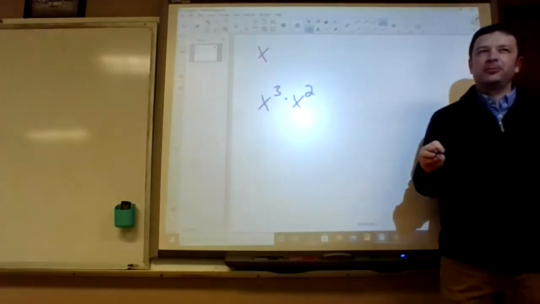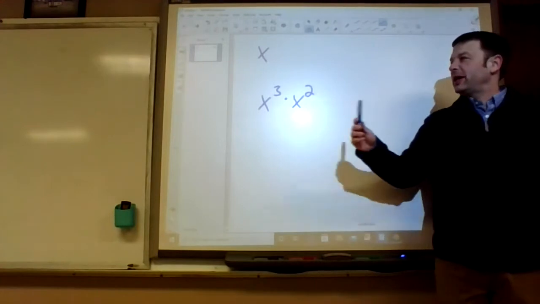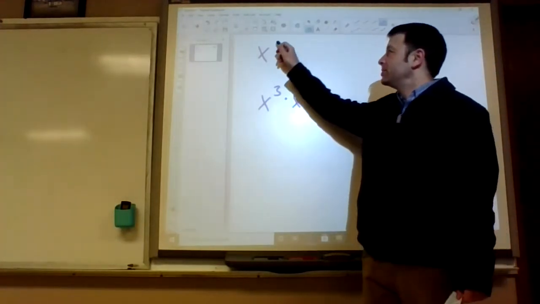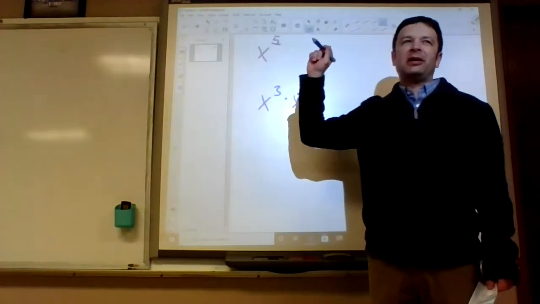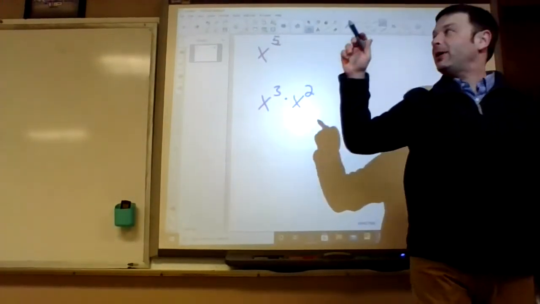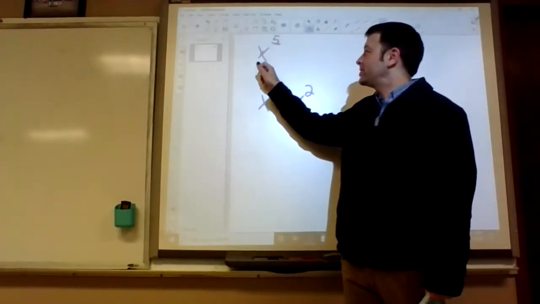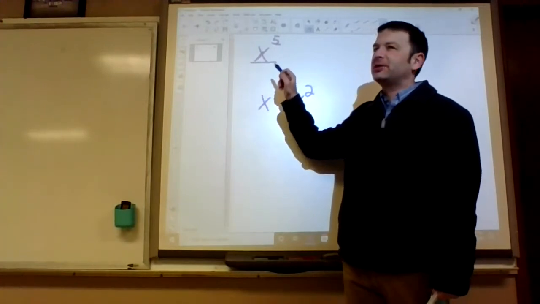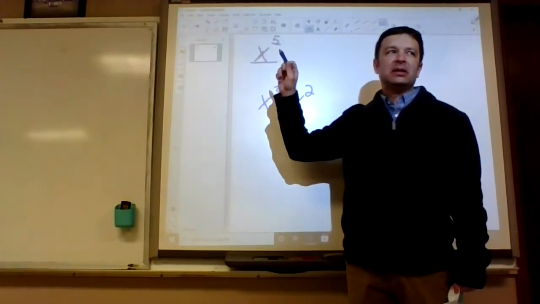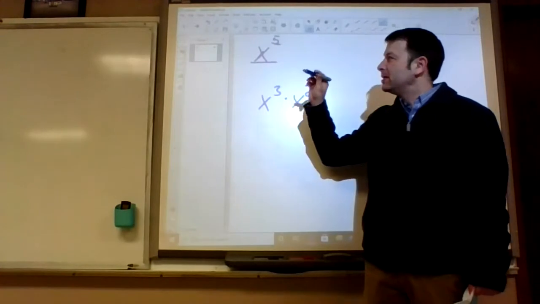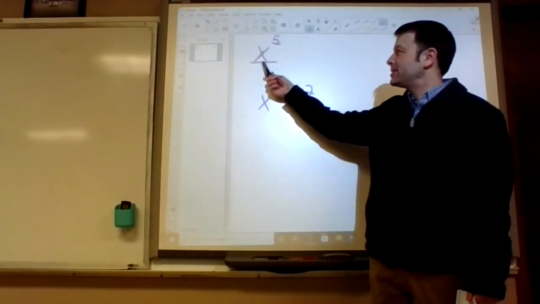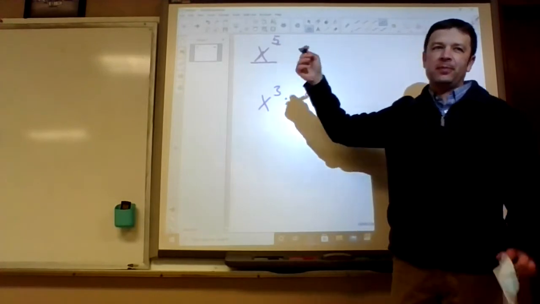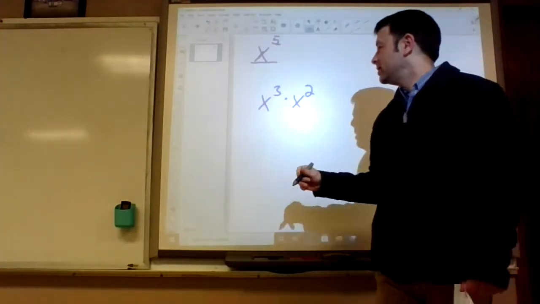Maybe I should start with this. Those little numbers are called exponents. Sometimes you can say power. Does anybody know what this thing at the bottom is called? It's called the base. The base is x, the exponent is 5. The base, like the ground floor.